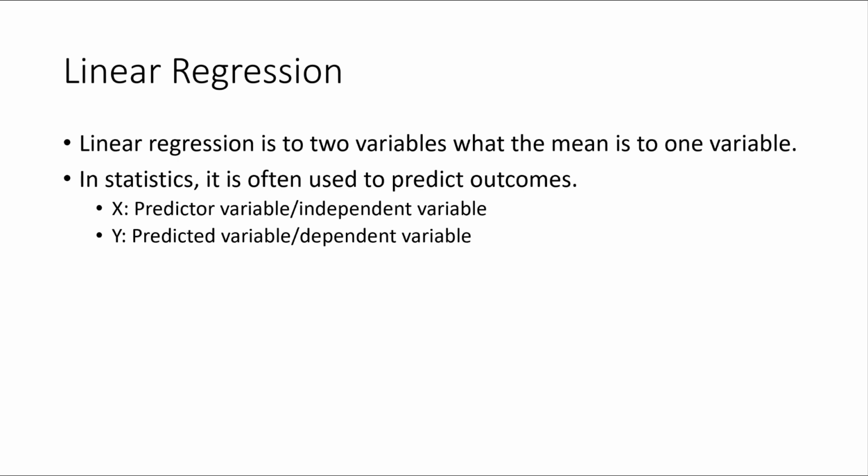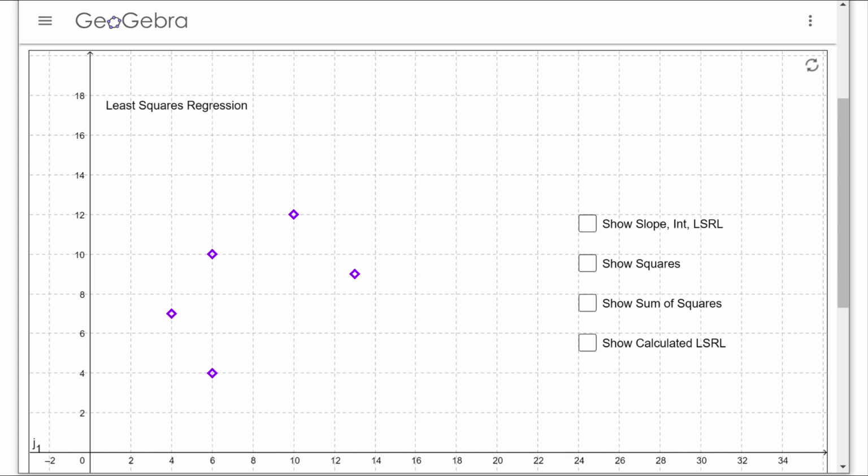So in statistics, linear regression is often used to predict outcomes. The x-axis values are our predictor variables, also in statistics known as independent variables, and then y is the predicted variable, also known as the dependent variable. Before we look at an example, let's look at a graph to see why it's called least squares regression.